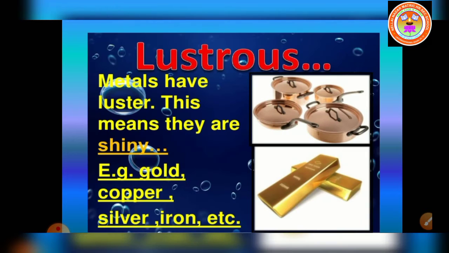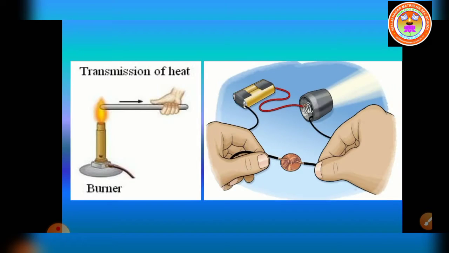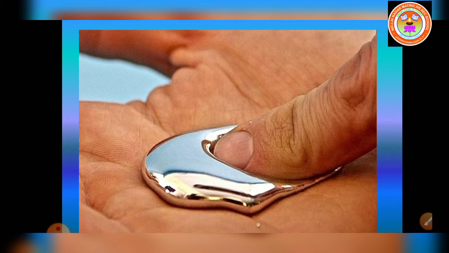Metals are lustrous in nature. That means they are shining in nature. Example, gold, copper and silver. Metals are sonorous in nature. That means metals make a ringing sound when they are struck. Metals conduct both heat and electricity. Except mercury, most of the metals are solids at room temperature, because we know mercury at room temperature will be in liquid state.